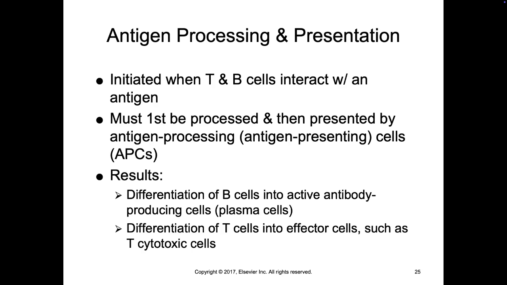Antigen processing is initiated when T and B cells interact with antigen. They have to be presented on an antigen-presenting cell, resulting in differentiation of B cells into active antibody-producing cells and differentiation of T cells into effector cells, such as cytotoxic Ts. Okay, now most of this involves interaction with what's called a helper T cell.